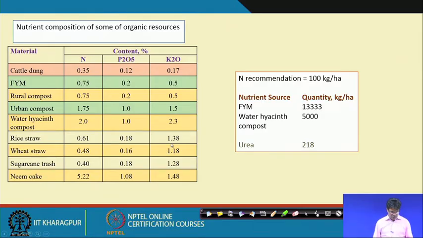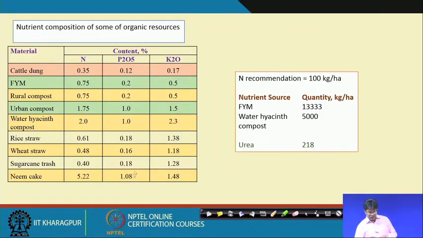Why rice straw? Sometimes we incorporate the previous crop residue in the field. So, if you are growing rice, wheat or sugarcane, whatever you are incorporating, you should know the nutrient contents of these materials. Similarly, wheat straw contains 0.48% nitrogen, 0.16% P2O5, 1.18% K2O, sugarcane trash contains 0.4% nitrogen, 0.18% P2O5, 1.28% K2O, and neem cake 5.22% nitrogen, 1.08% P2O5, 1.48% K2O. So, looking at the nutrient source, you can calculate the nutrient requirement for that source.